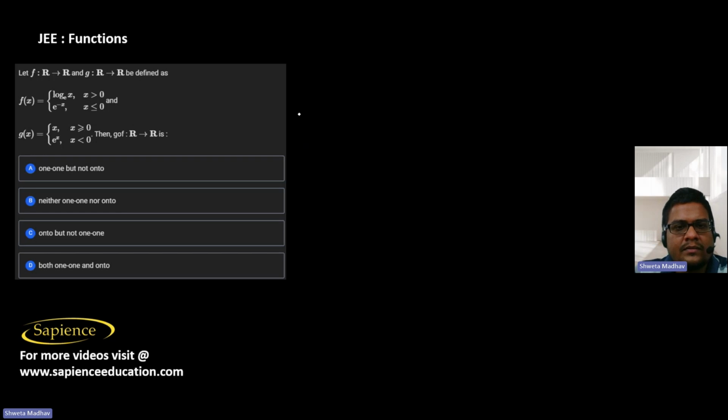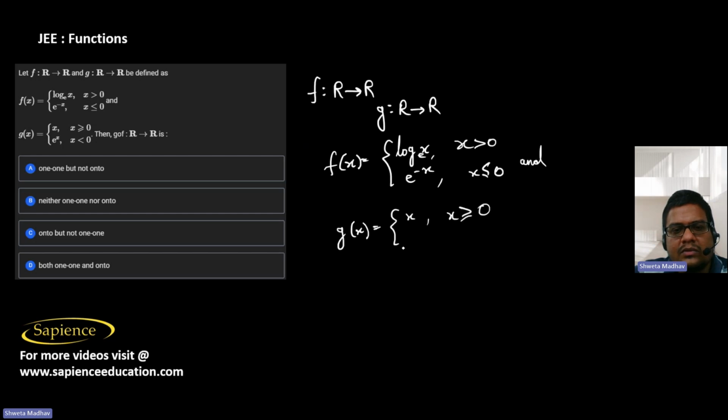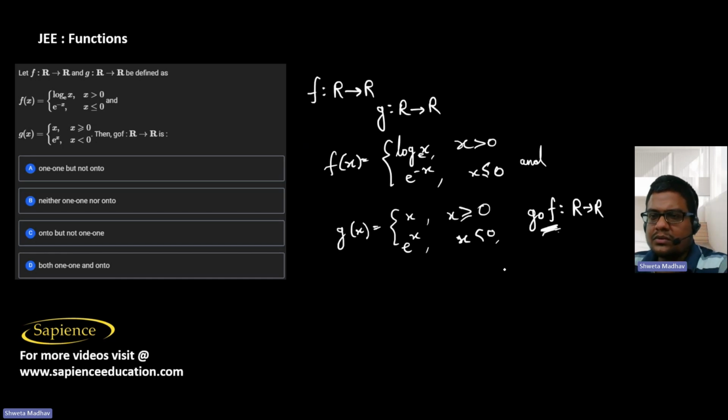Then here it is told that f is a function which maps from R to R and g is a function which maps from R to R, defined as f of x equals log x base e when x is greater than 0, and e power minus x when x is less than or equal to 0, and g of x is equal to x when x is more than or equal to 0, and it is e power x when x is less than 0. Then g of f maps from R to R. So we have to find if the function g of f is 1-1 or onto or not.